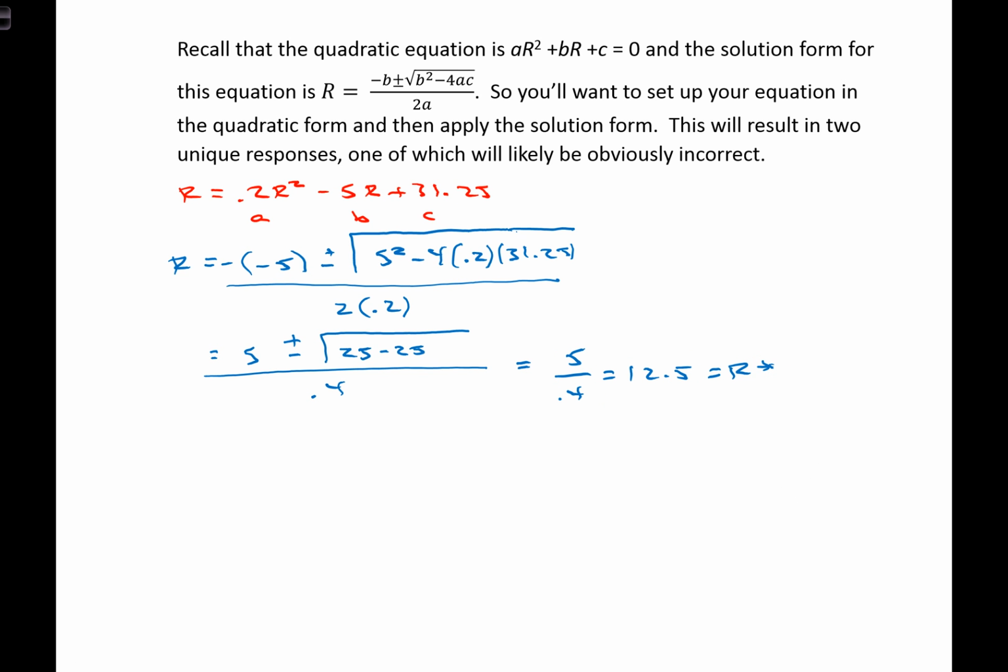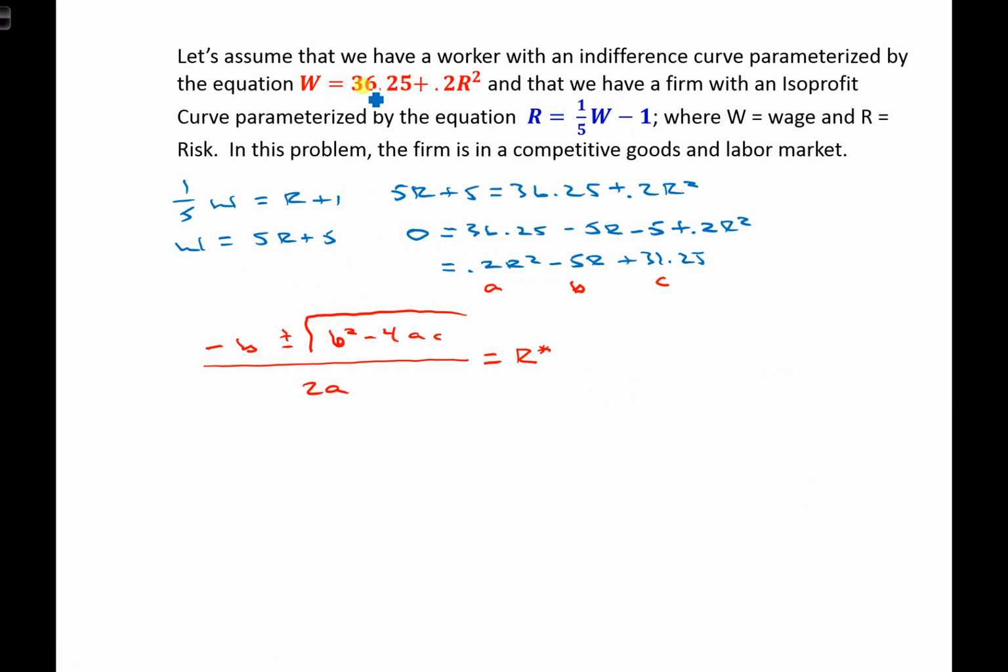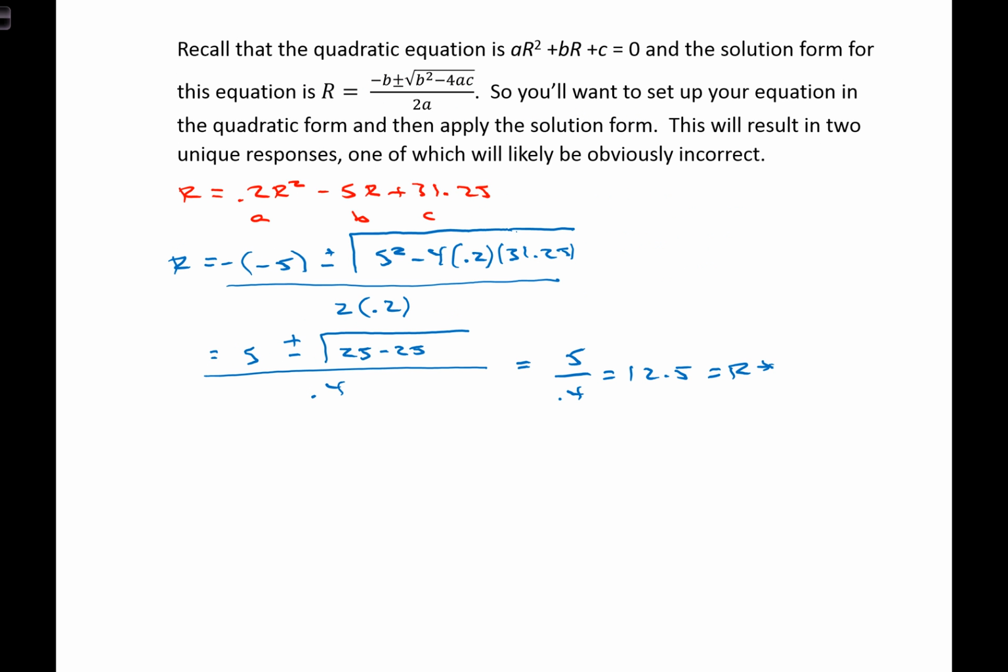And now that we know that, we can go ahead and put that value of R into either of these equations, because we know that they are the same at some point. I'm going to prefer to put it into this equation, W equals 5R plus 5. Not only is it solving for W, which is what I want, W star, but it's just a lot easier than putting it into W equals 36.25 plus 0.2R squared, in which case we have to do a little bit more calculating. So let's just put this into W equals 5R plus 5.